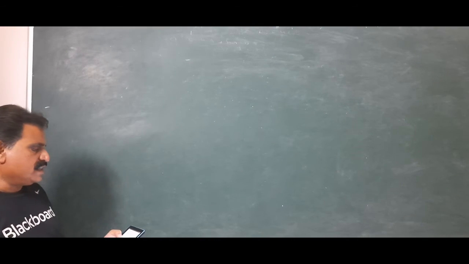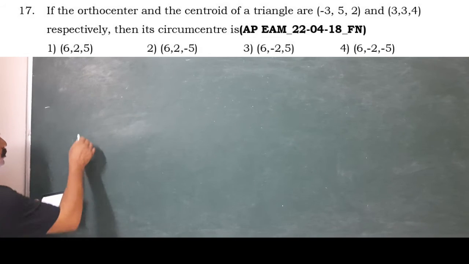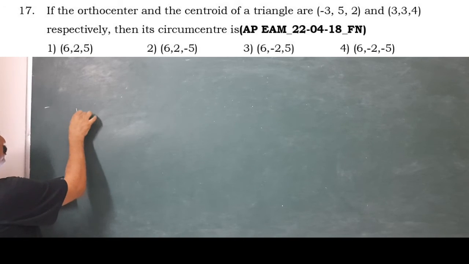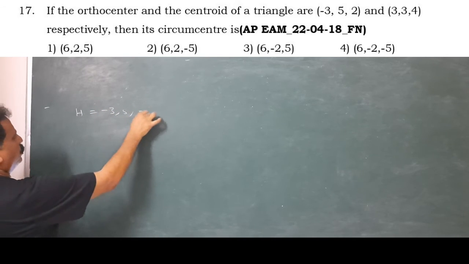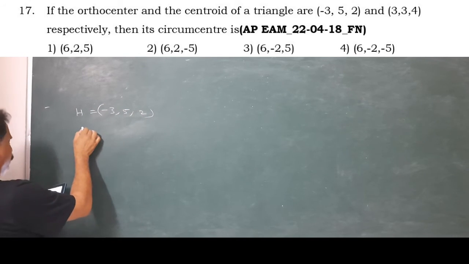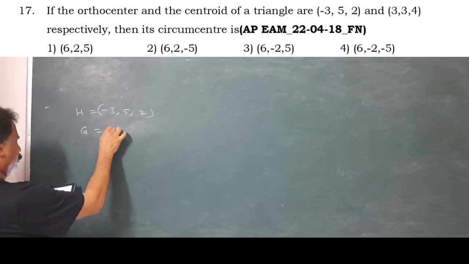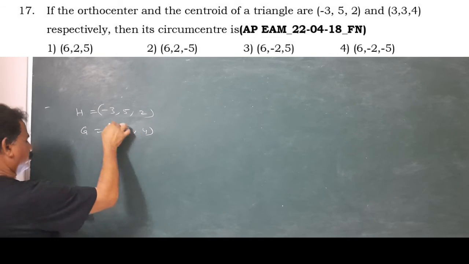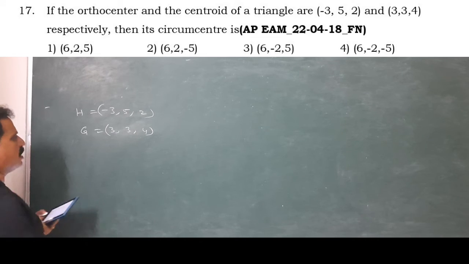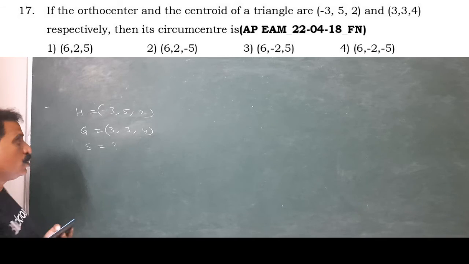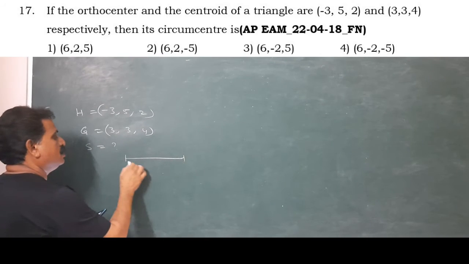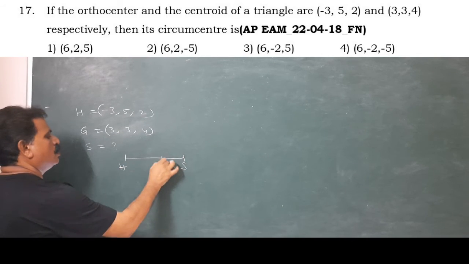If the orthocenter and centroid of the triangle, orthocenter h is (minus 3, 5, 2) and centroid g equal to (3, 3, 4), then find the circumcenter s. G divides HS in the ratio 2:1.